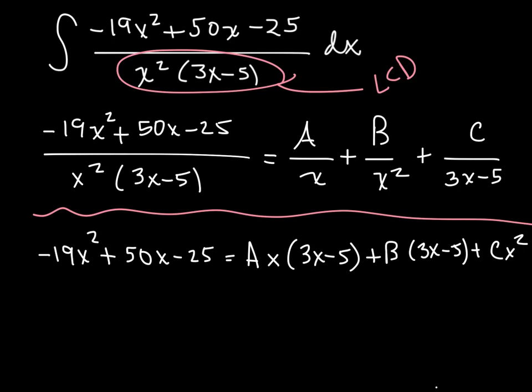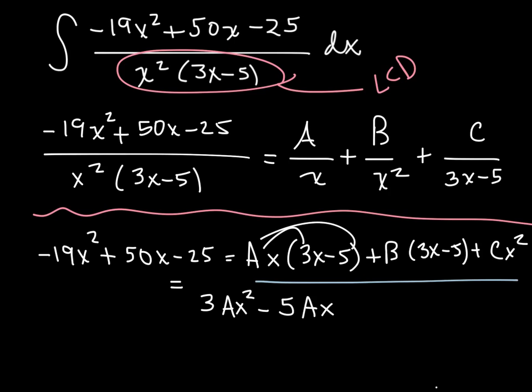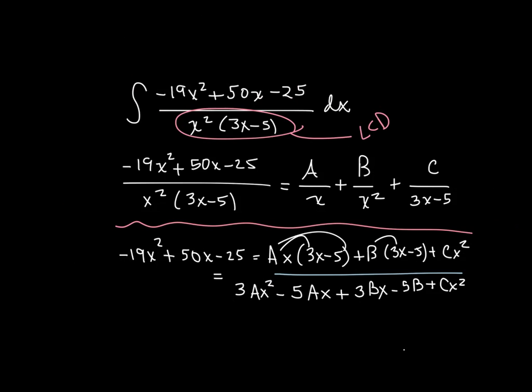All right, and so now from here, let's multiply this side out over here. So I'm going to have Ax times 3x, which is going to give me 3Ax squared, minus 5Ax, so I'm just distributing, plus, let's distribute this, 3Bx minus 5B, and then plus my Cx squared.